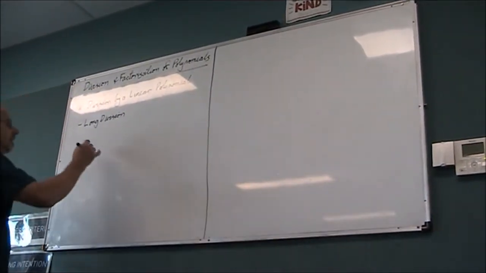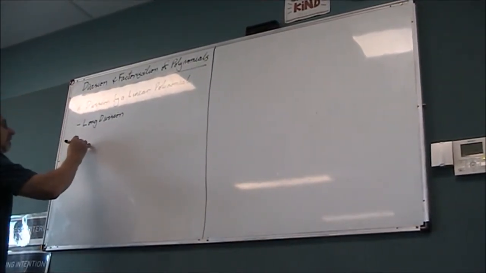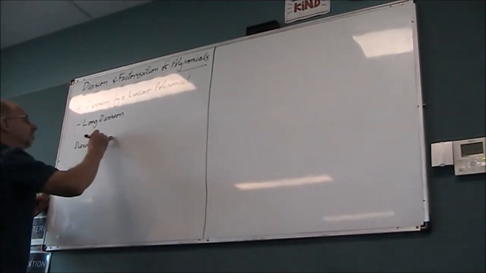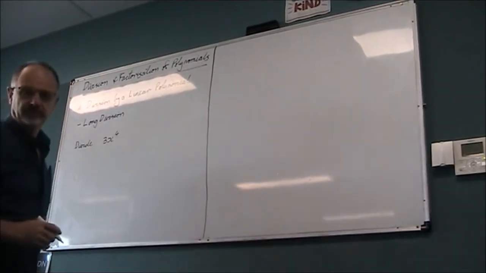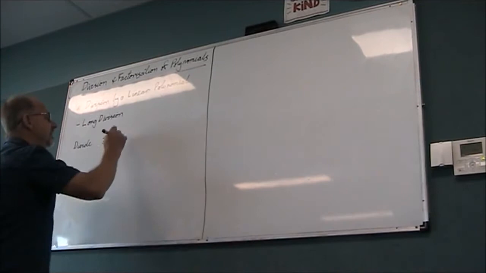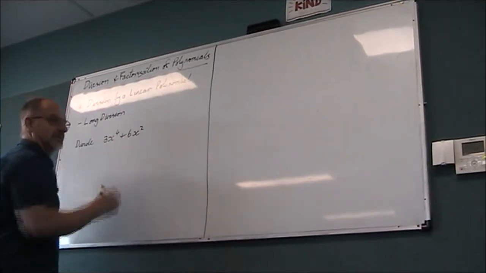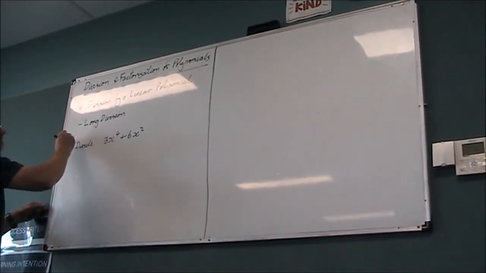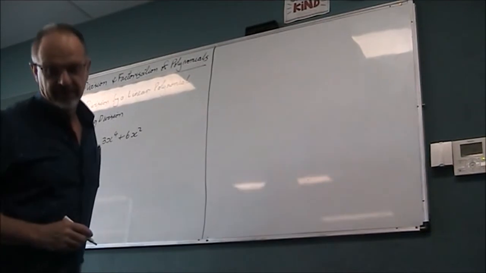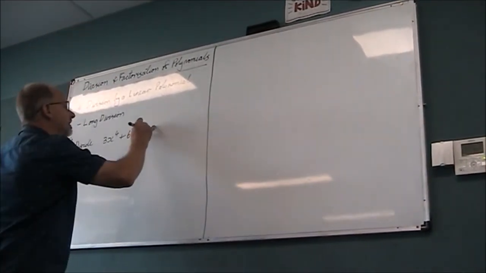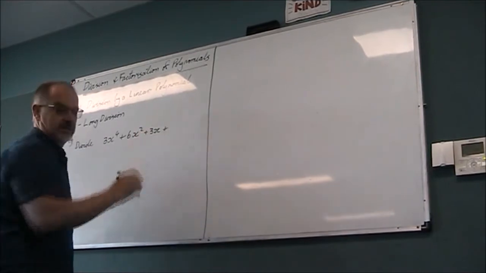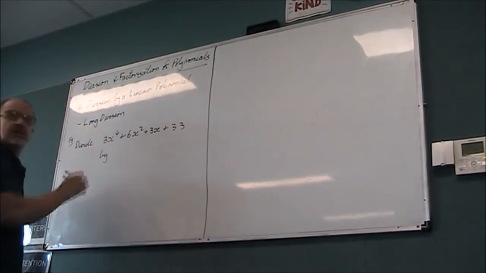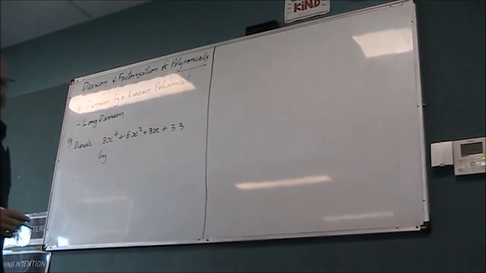So if we're going to divide a polynomial, so 3x to the 4 plus 6x squared. Is this an x? Yes, I should have x next to it, shouldn't I? 6x squared plus 3x plus 33 by x minus 2.